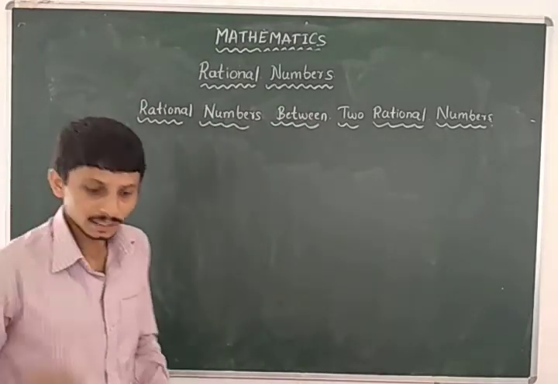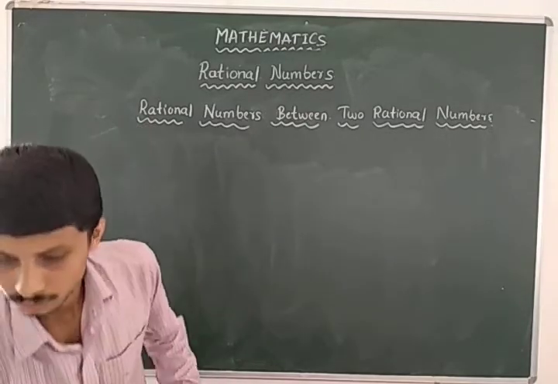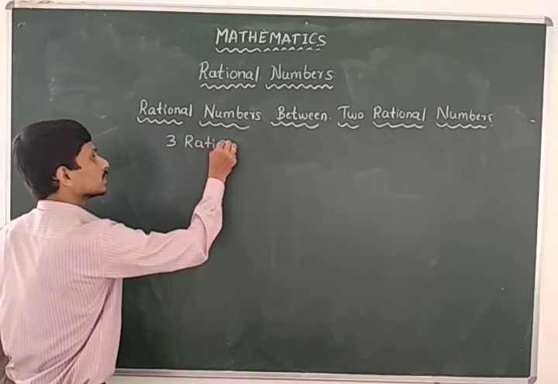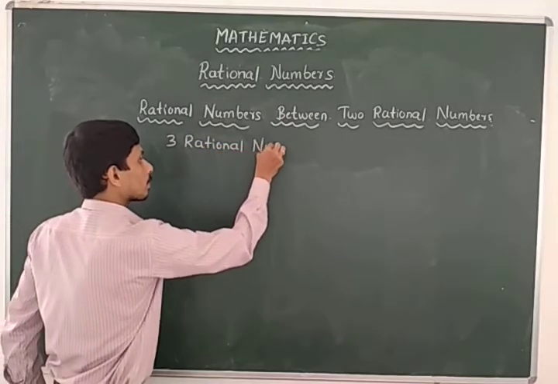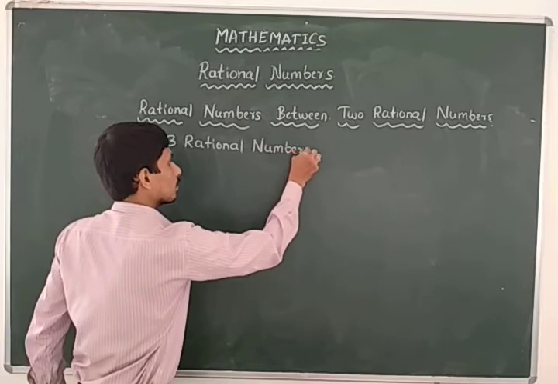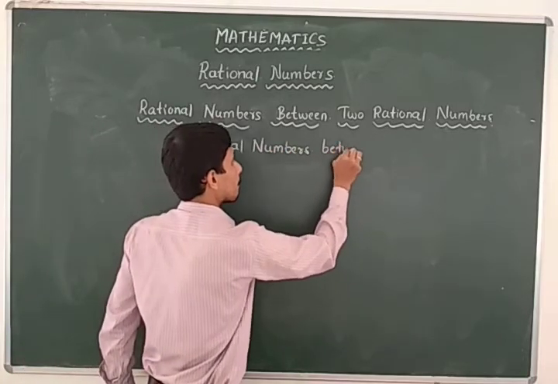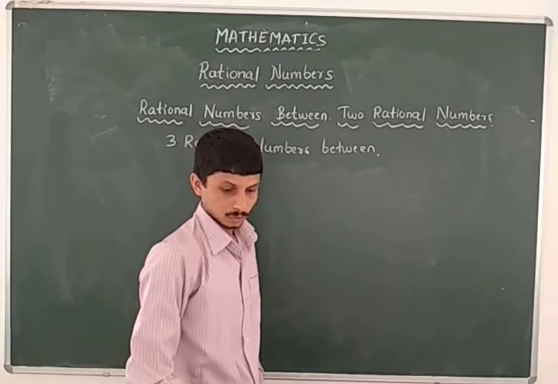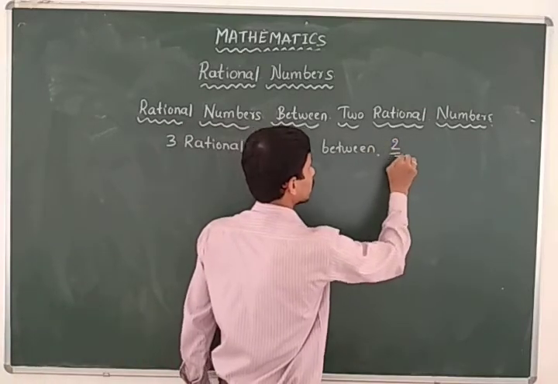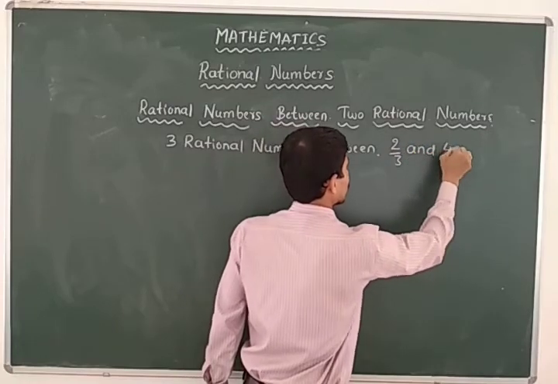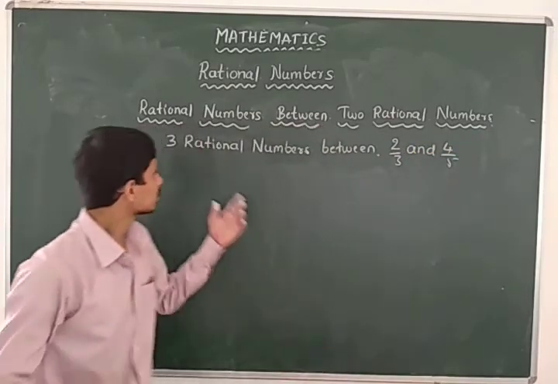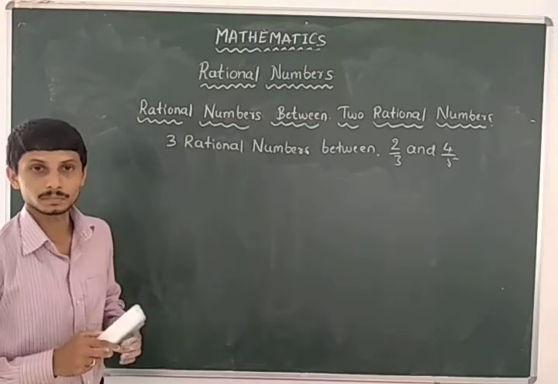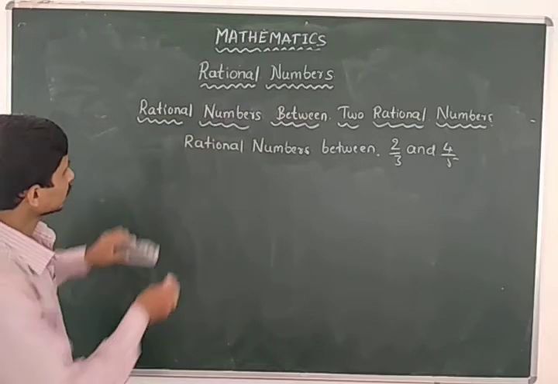So find three rational numbers between 2 by 3 and 4 by 5. Likewise, here we are asked for three rational numbers. Here we can find five rational numbers also.